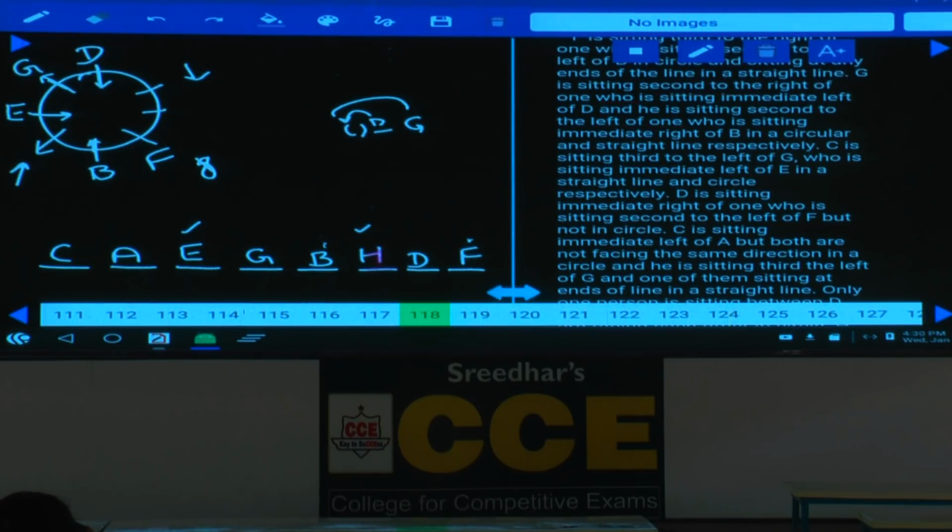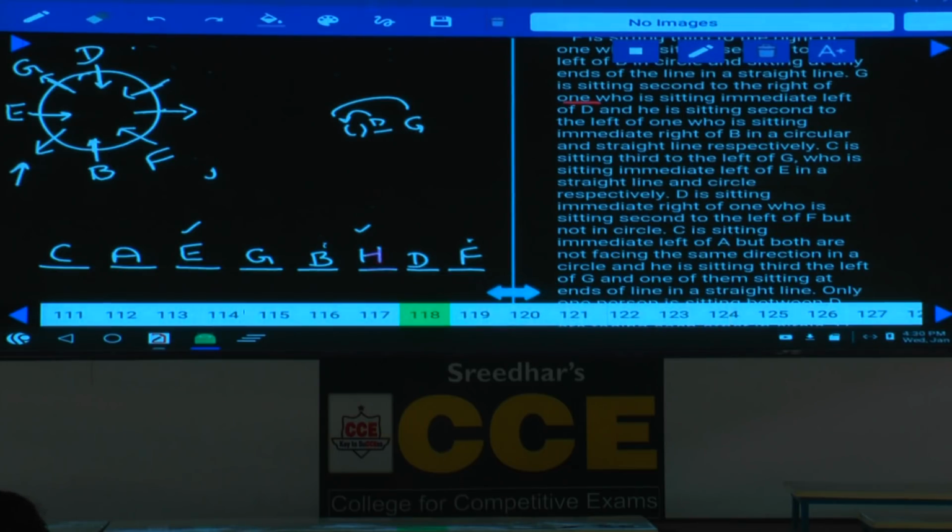Once again, now where should this G, D be? G is seated second to the right of the one who is seated at the immediate left of D. Immediate left of D is this person, and G is second right. Second right means this person is away or inward? Inward. This person must be inward. Now we have finalized the direction of this person as well. As this person is inward, then this person must be outside. As this person is outside, this person must be inside. Okay? Now what is the other information left over here?